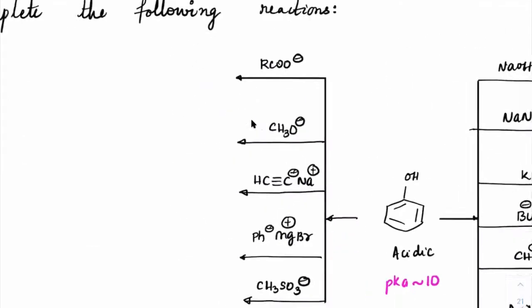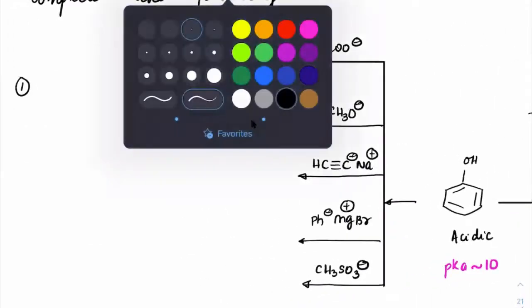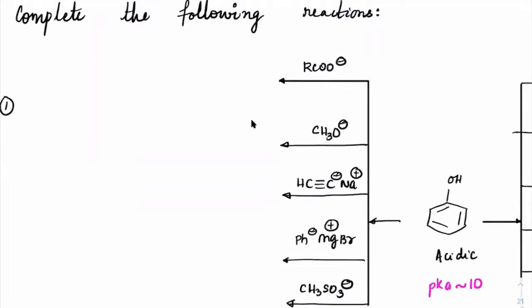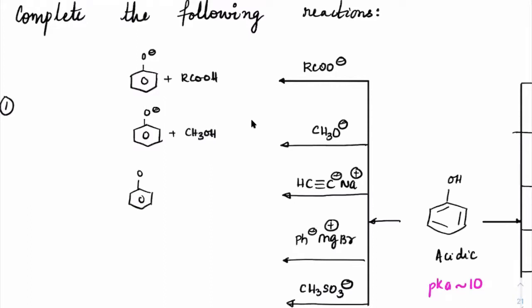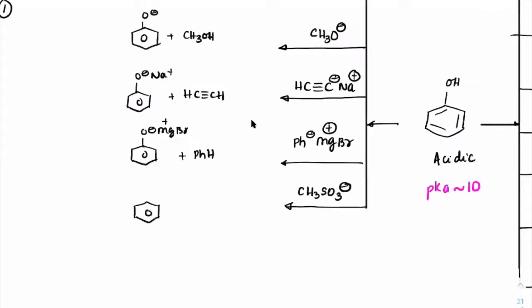See the next reactions here. In case the phenol is treated with RCOO minus, what is the product you are expecting? We will get phenoxide, O minus, plus RCOOH. This is what we are expecting. Same way here also we are expecting O minus plus CH3OH. Here we are expecting O minus Na plus, HC triple bond CH. Here O minus plus CH3SO3H.